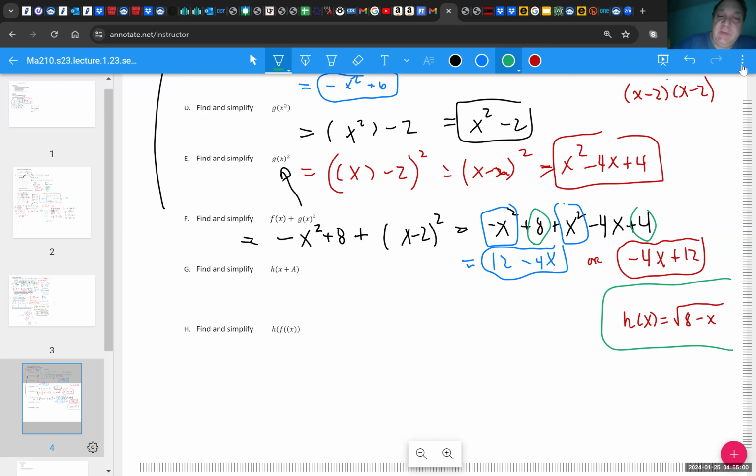So for letter G, we have h of x plus 2. According to the rule, h of x is square root of the x thing. Excuse me, good thing I wrote it right. 8 minus the x thing. So h of anything is 8 minus that thing, all under a square root. So what is the thing that we're plugging in? Well, if you're thinking x plus 2, you are absolutely correct.